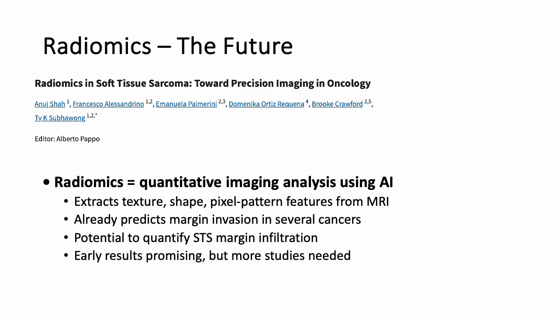And to look for some future advancement, I also did a literature search on the use of radiomics. The most important software is Mimics by Materialise from the USA. They are using radiomics in soft tissue sarcoma towards precision imaging in oncology. That is, it gives quantitative imaging analysis using AI. It extracts the texture, shape, and pixel pattern from the MRI and predicts the margin invasion in several cancers, which has a potential to quantify the required margin or possible margin infiltration.